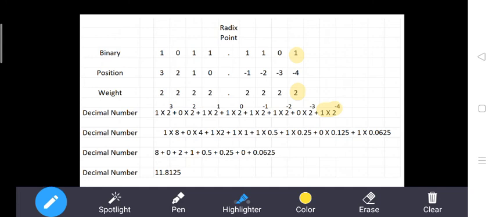If you simplify all this, you find the decimal number as 8 plus 0 plus 2 plus 1 plus 0.5 plus 0.25 plus 0 plus 0.0625. If you perform all this addition, you get the decimal number 11.8125. So this is the equivalent decimal number corresponding to 1011.1101 in binary.